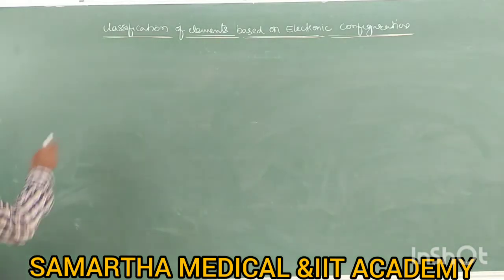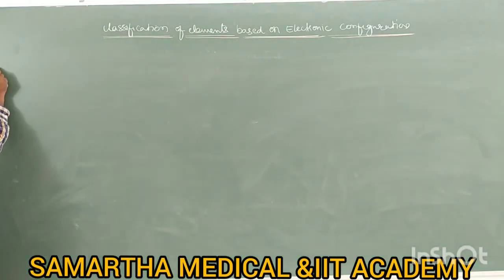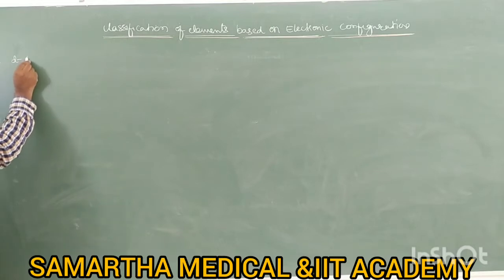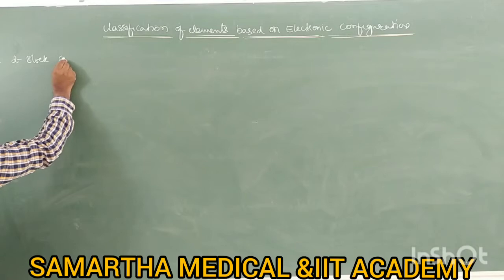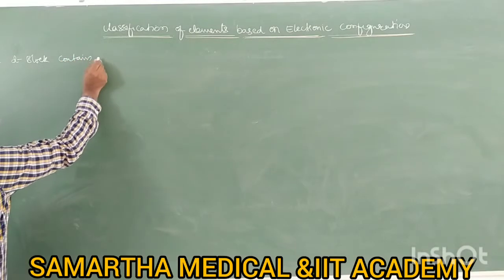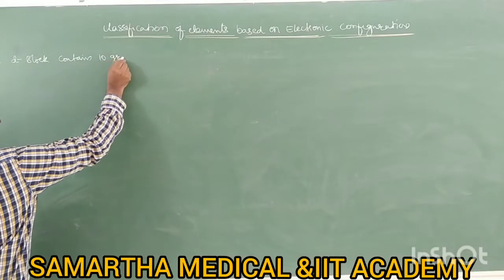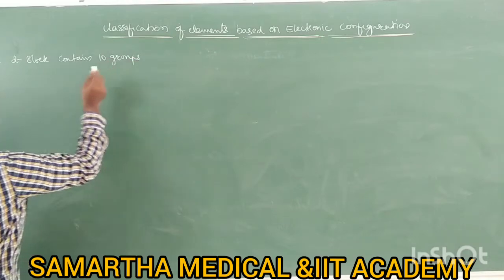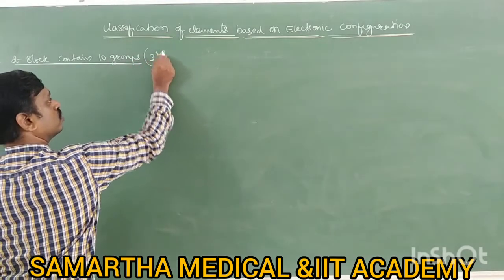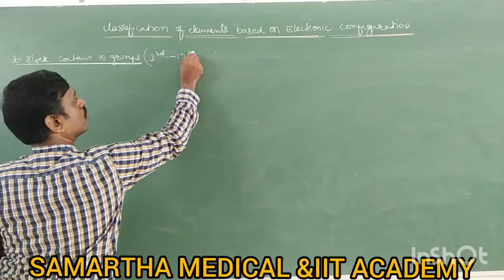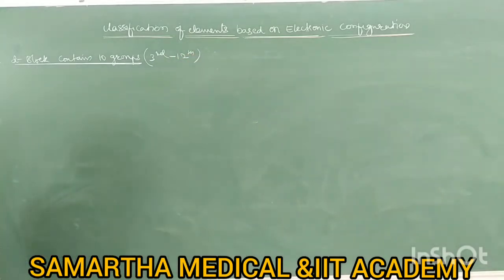Right. So the d block contains 10 groups, that is from the 3rd group to the 12th group. So 3 to 12, the 3rd group to the 12th group are d block elements.